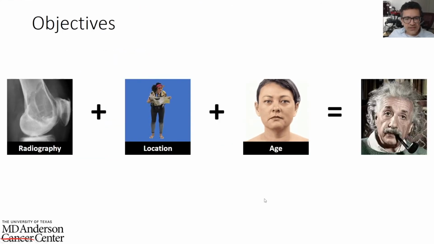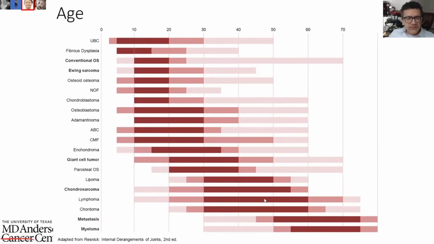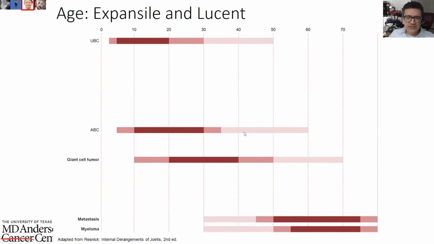Next, we're going to talk about patient age. So this is kind of a messy slide demonstrating the distribution of various lesions. Obviously, it's really hard to memorize this and put this into practice, but if you subdivide these into the other things we've talked about, it can be helpful.